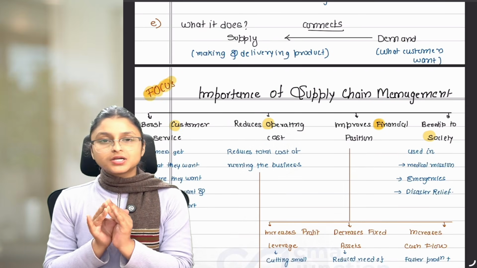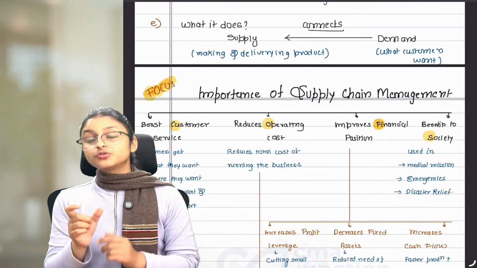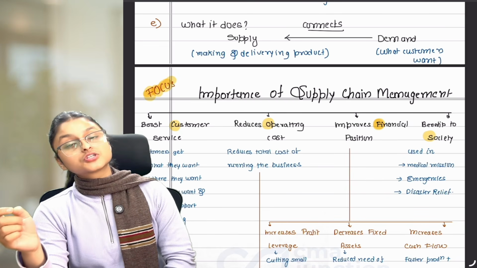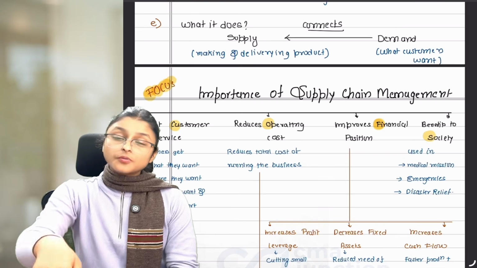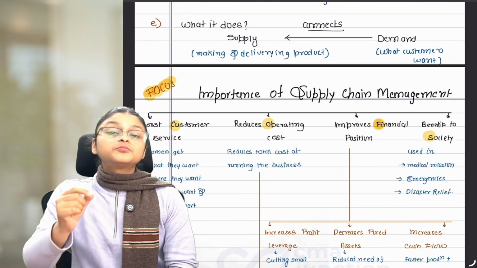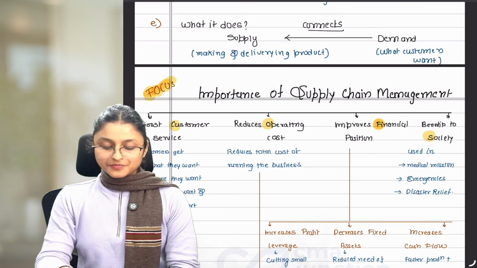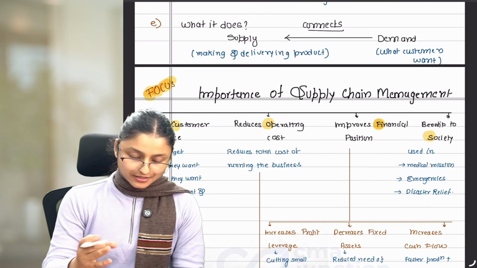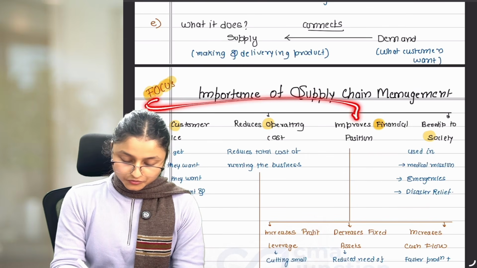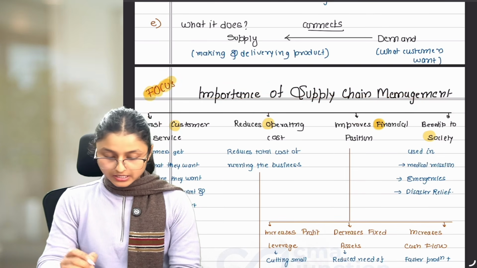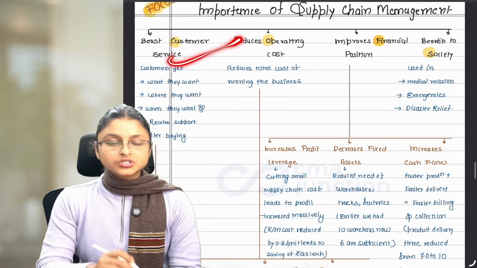Now to remember importance of supply chain management, you can use the word FOCUS. F is for improves financial position, O is for reduces operating cost, C is for boost customer service and then S is for benefits to society. Okay? So F improves financial position, O reduces operating costs, C is boost customer service and S is benefits to society. First, let's start with boost customer service.